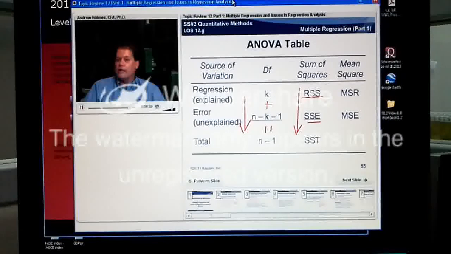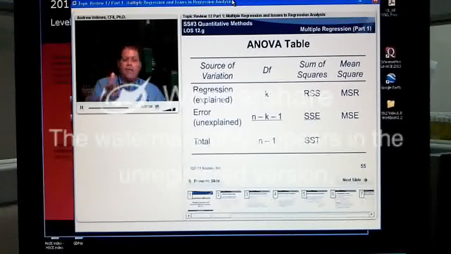So if you take RSS, that's what's explained. SSE, that's what's not explained. That has to equal the total of what was to be explained. And then we work this way to get the mean squares. If you take the RSS divided by k, you get the mean square regression. If you take SSE divided by n minus k minus 1, you get the MSE, or mean square error. Okay, and that is the completion of your table. All right. Now what you need to be able to do is take one of these tables with some holes in it, and then fill in the holes.